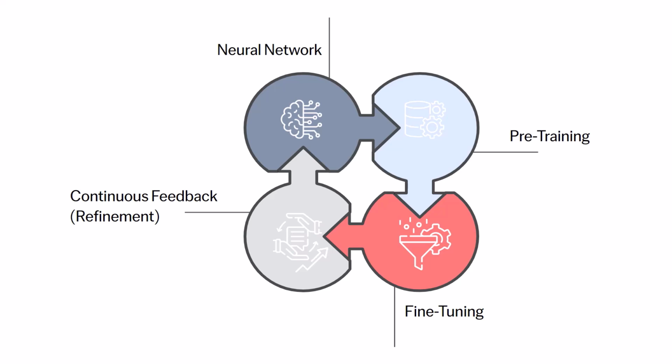To summarize, a GenAI model's effectiveness relies on several key factors. It starts with a sophisticated neural network that captures complex patterns. The model is then pre-trained on large data sets to gain a broad understanding. After that, it undergoes fine-tuning on specific data sets to improve its performance on particular tasks. Finally, continuous feedback is essential to refine the accuracy and relevance of its outputs.